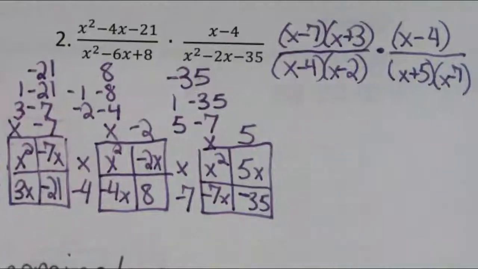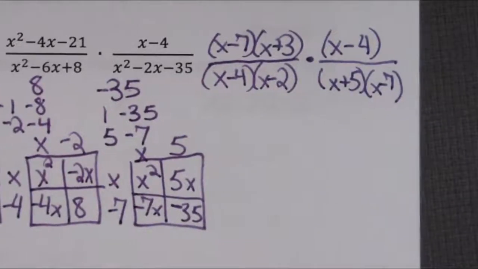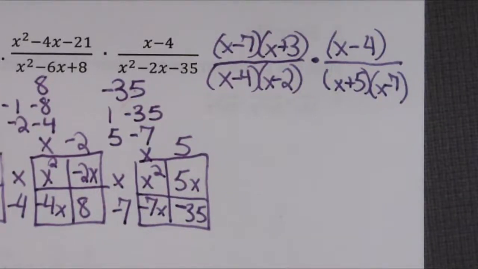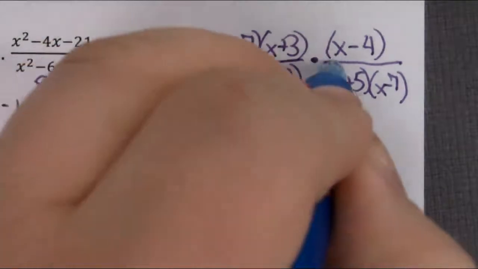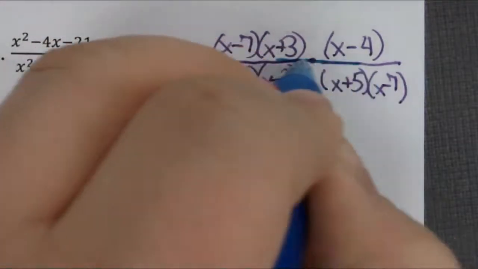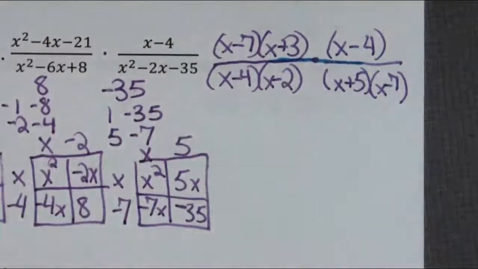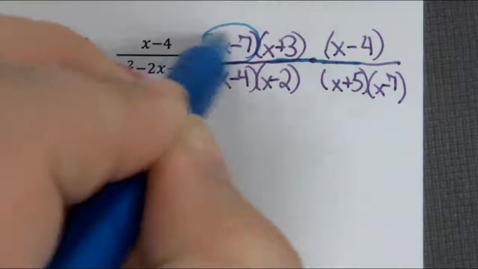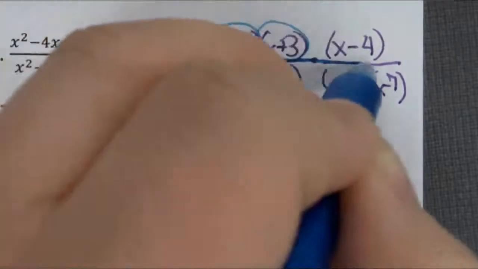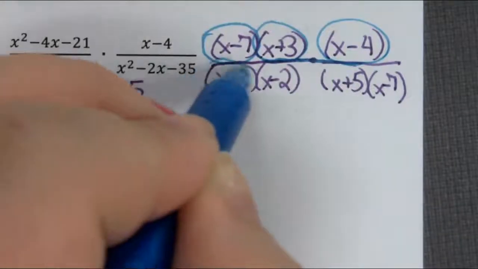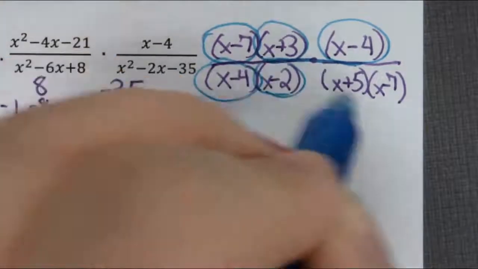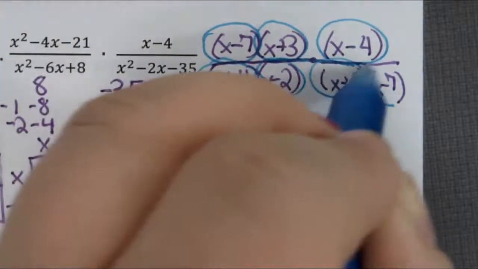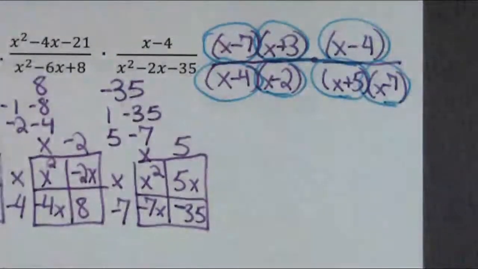Now we're going to multiply the top times the top and the bottom times the bottom. That means that this is going to become one giant fraction like what we saw in our last lesson. And it's time to simplify. It's already factored, so we're going to circle our factors. And find our excluded values.